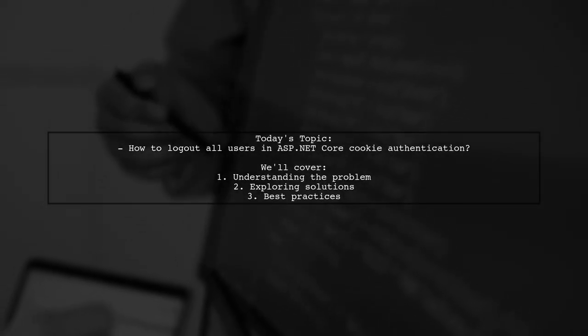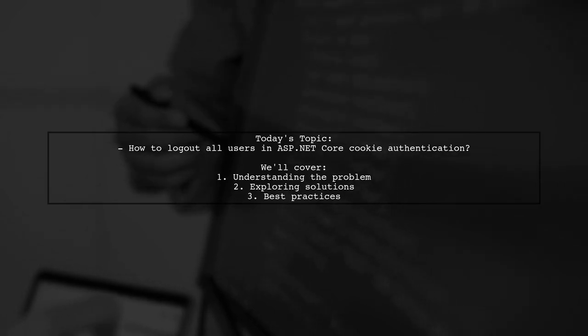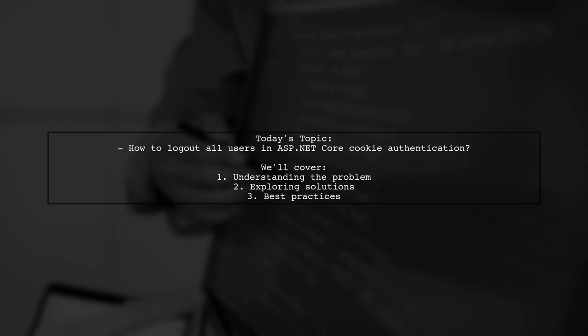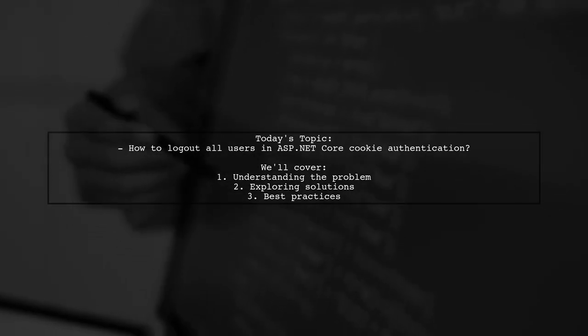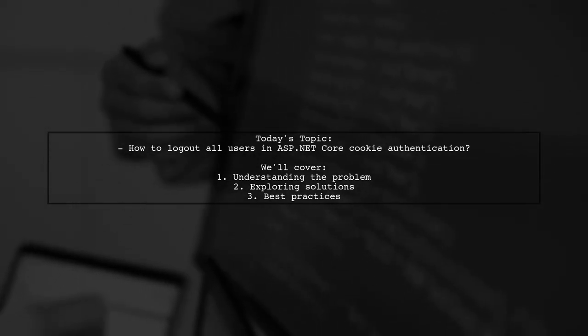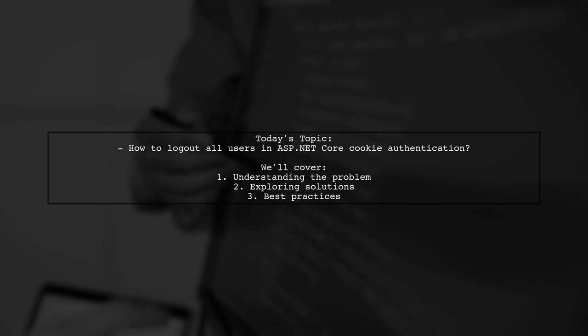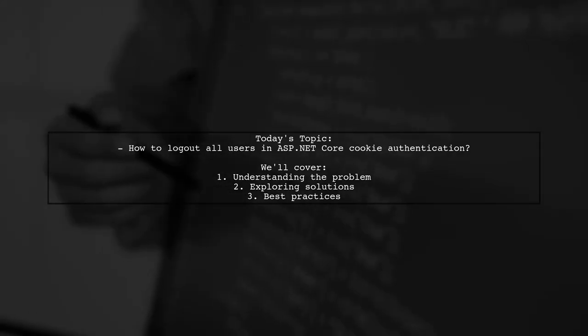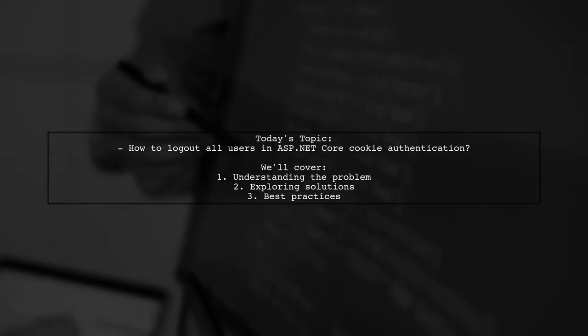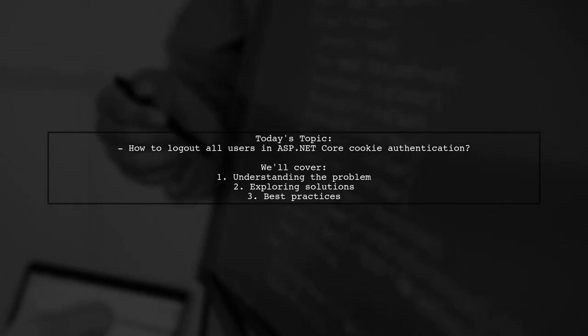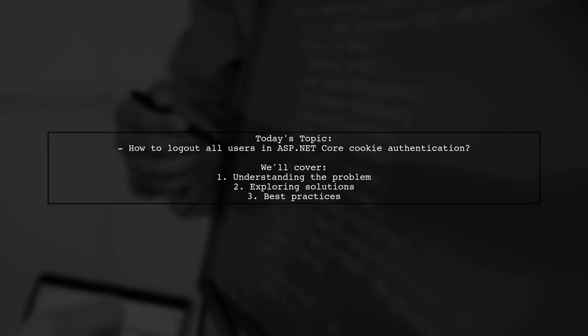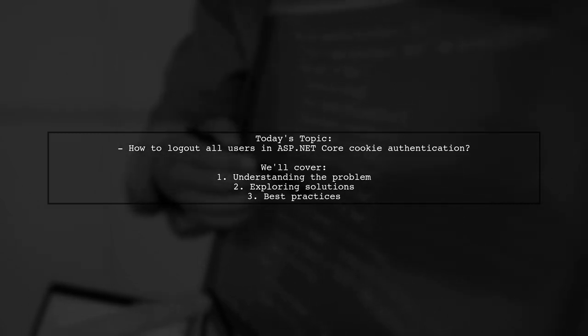Today, we're tackling a question that many ASP.NET Core developers encounter. Our viewer is using cookie authentication in an ASP.NET Core MVC application and is wondering if there's a way to sign all users out at once. They've tried resetting IIS and deleting user sessions from their database, but nothing seems to work. Let's dive into this challenge and explore some potential solutions together.